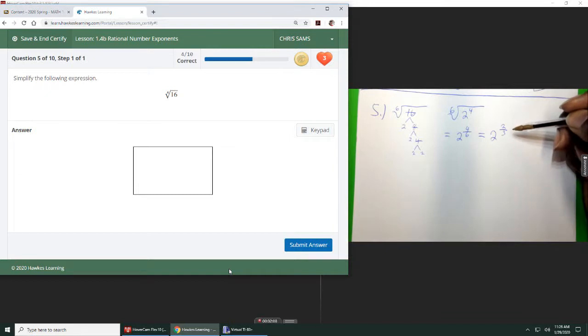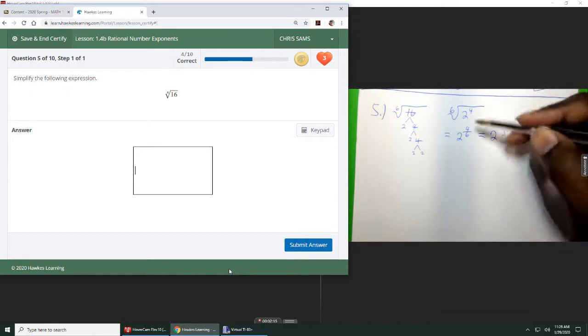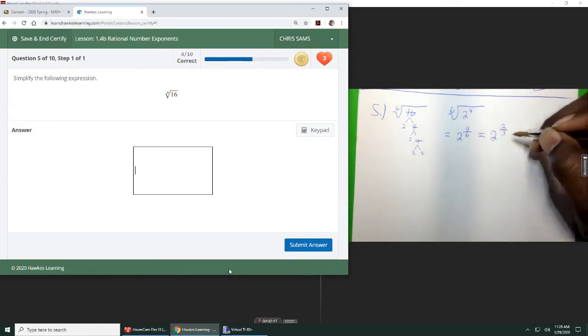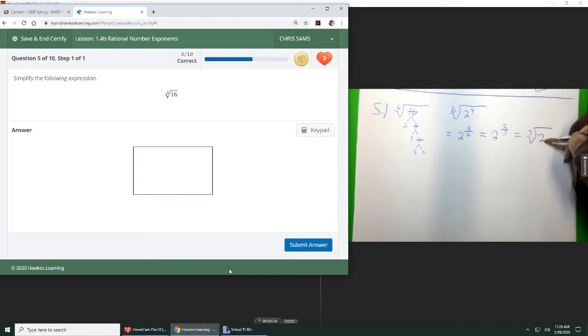And the problem just says simplify the expression. I am going to rewrite it as a radical, because that's what this section has been doing. So 3 goes on the bottom now, so we're going to rewrite this as the cube root of 2 squared. And remember, since this is a number, we can evaluate this. 2 times 2 is 4. So the answer we want to write is the cube root of 4. So this is the answer.